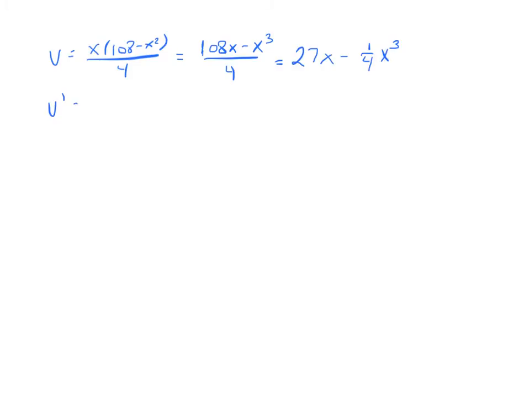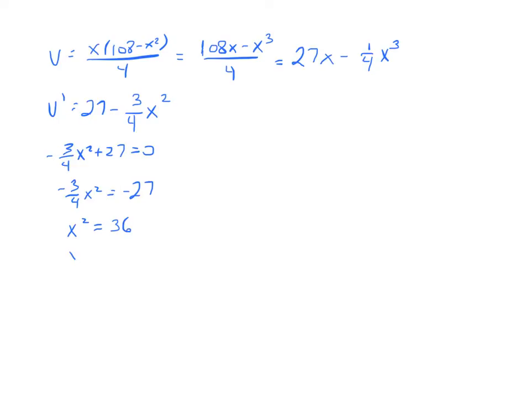Okay, critical numbers. So V prime is 27 minus 3 over 4 x squared. So we'll set that equal to 0. We get 27 minus 3/4 x squared equals 0. So x squared is equal to positive 36. So x is plus or minus 6, except we're talking about a dimension for x, so it should be positive. So we're only using x equals 6.